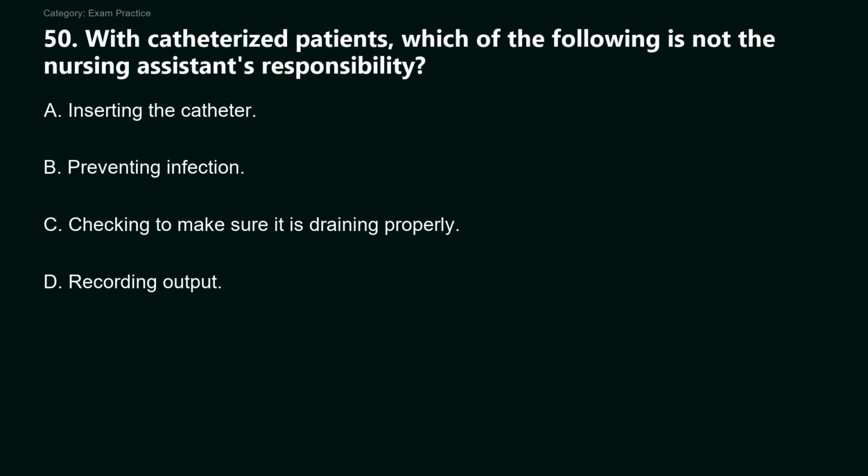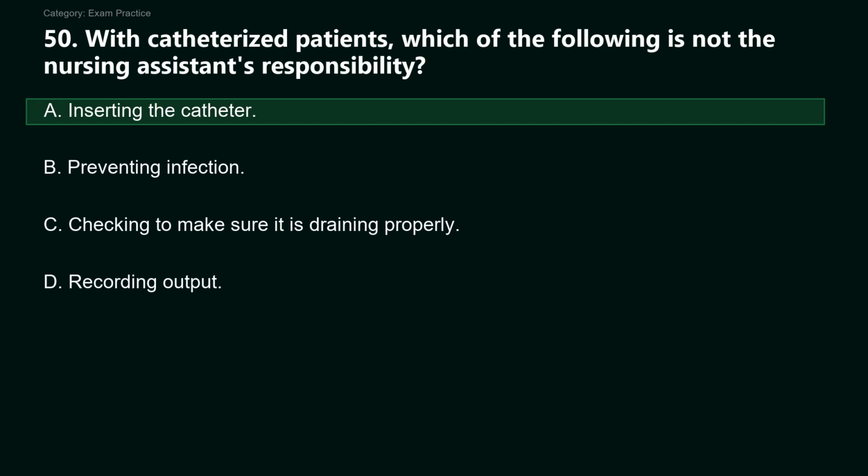Question 50. With catheterized patients, which of the following is not the nursing assistant's responsibility? Option A, inserting the catheter. Option B, preventing infection. Option C, checking to make sure it is draining properly. Option D, recording output. The correct answer is option A, inserting the catheter. Catheter insertion is a sterile procedure that must be performed by a licensed nurse.